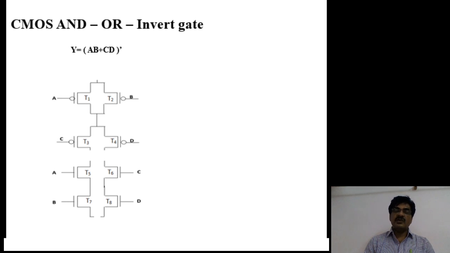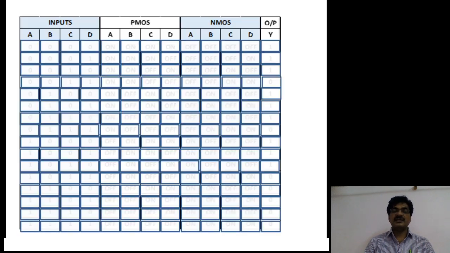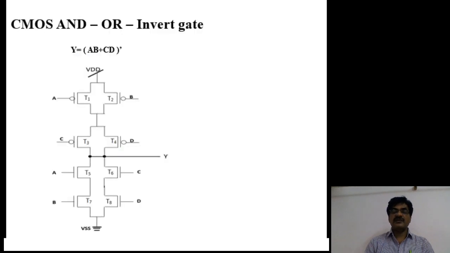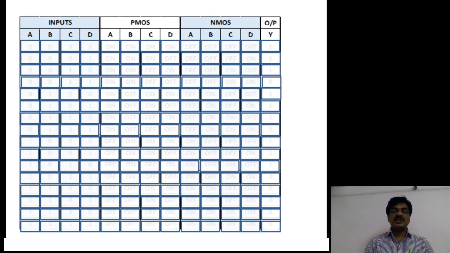And the output is considered in between PMOS and NMOS structures or networks. PMOS network is connected to VDD, whereas NMOS circuit is connected to ground. So this is the construction of AOI gates. Then let us see the functional table of it.